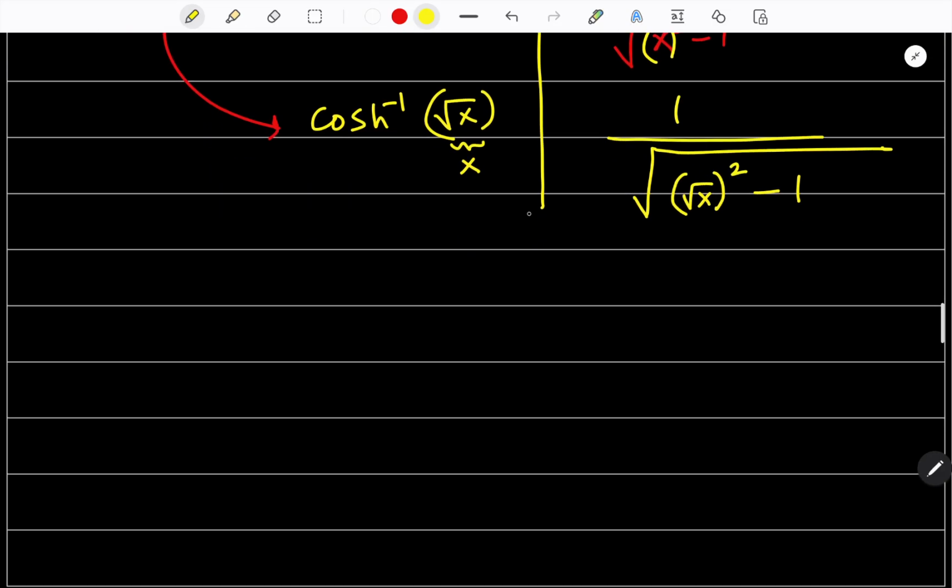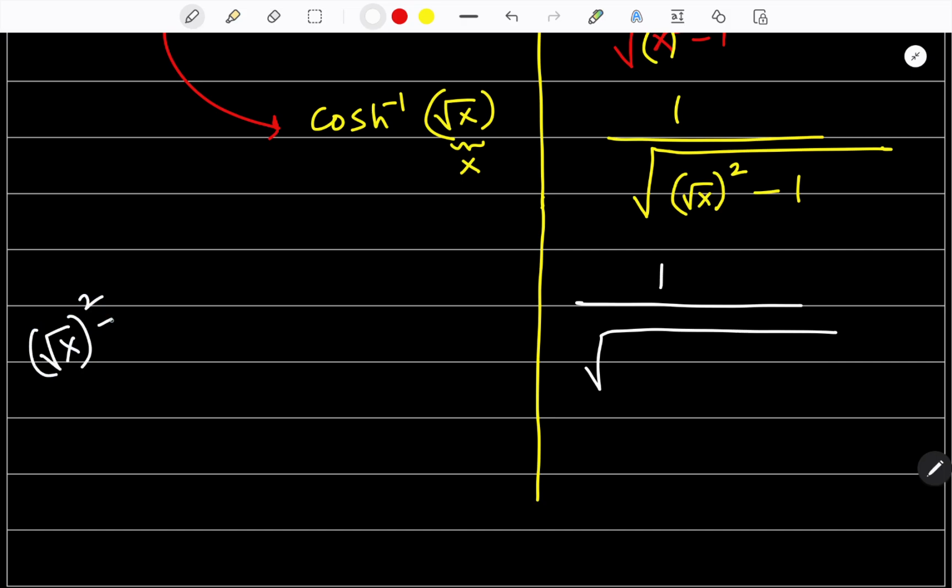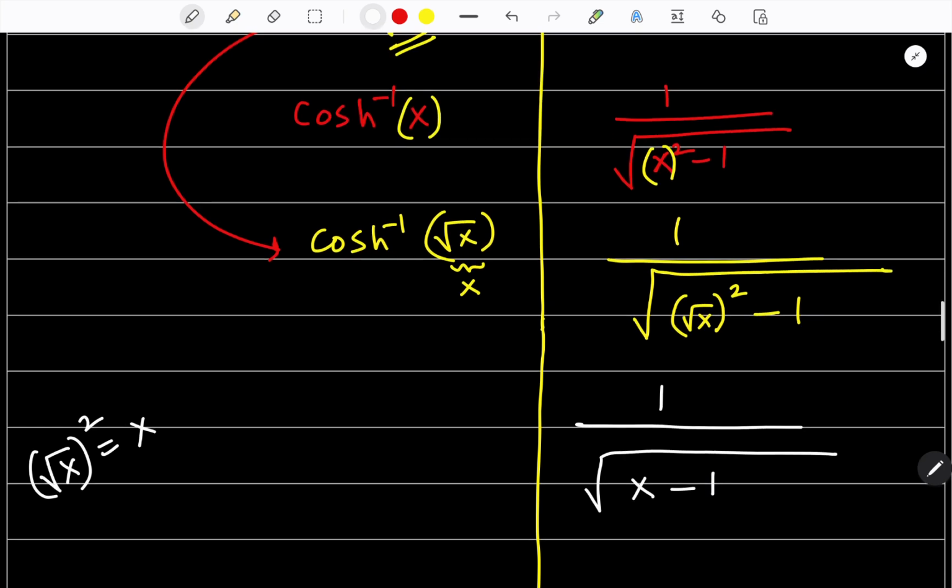Okay, right. So what will happen now? Now it is going to become 1 divided by square root of root x square. What is root x square? Root of x square is x. So this is x minus 1. I forgot to do one step. What is that? Root x derivative I need to do. So what is root x derivative? 1 by 2 root x. So this also should be here, 1 by 2 root x. Clear? So this is going to become your answer.